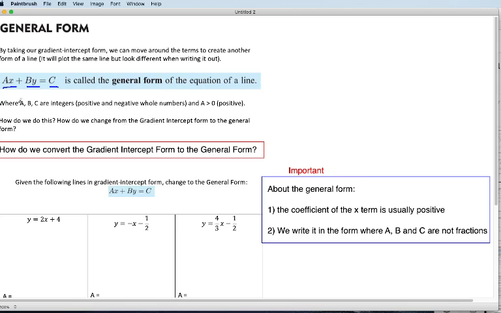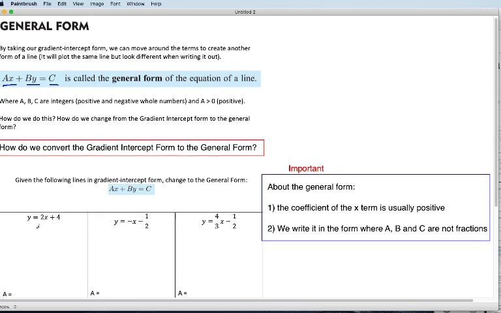So let's take a look here. In this example, we want to note that in the general form, the coefficient of the x term is usually positive. So the value of a should be positive when we move these around, okay? The second thing we want is that a, b, and c are not fractions. So I'm going to show you an example on how to make sure of that. So let's go ahead and convert these below.